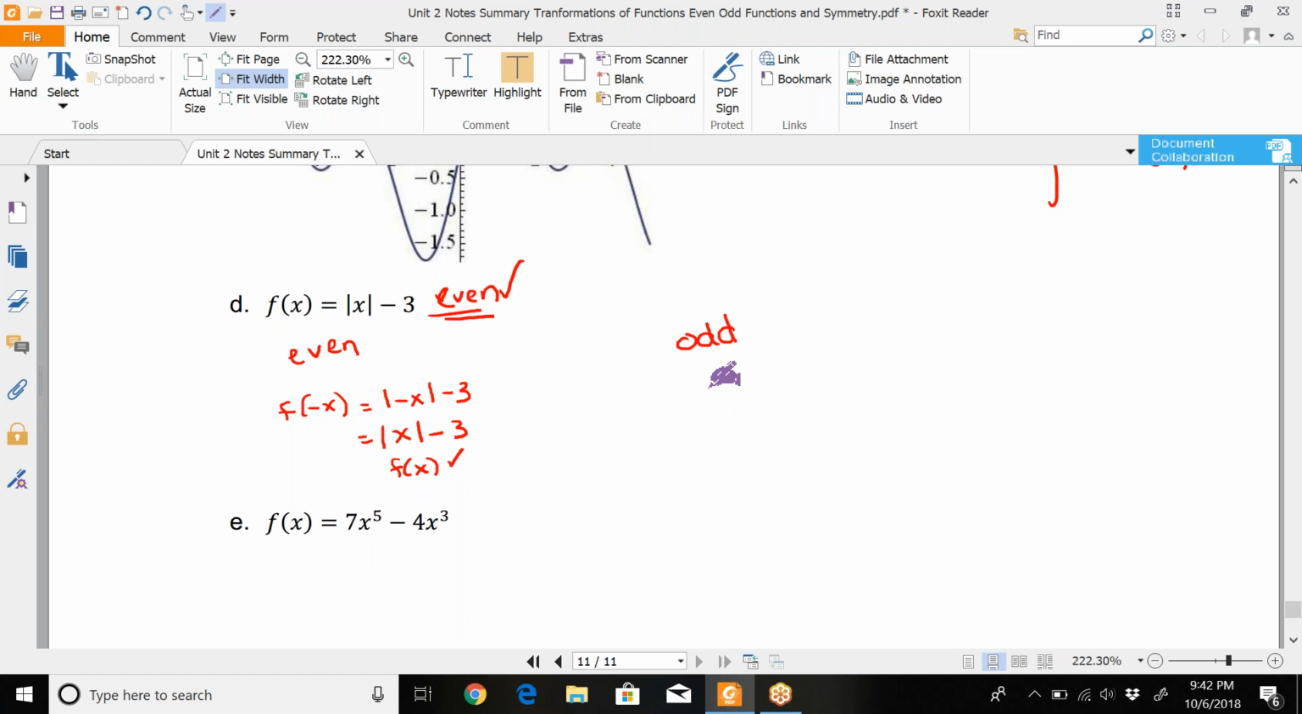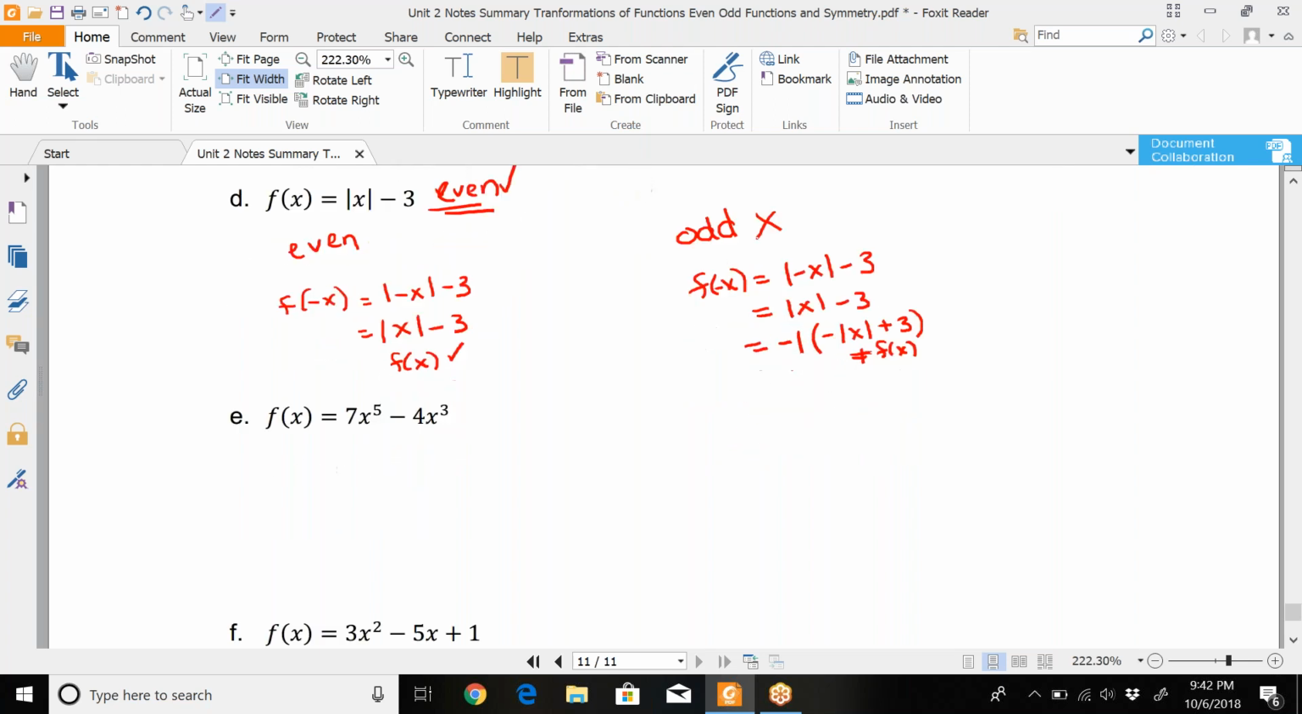The odd test says that you have to put in a negative x for all the x's again, which means this is still absolute value of x. But to check for odd, you have to factor out a -1, because remember, it was negative f of x to be odd. If you factor out a -1, that's going to make that a negative, and then absolute value of x, and then a +3. This right here is not the original function inside there. So this is how you test for odd. Once you've worked it out, you pull out a -1. If the original function is not inside the parentheses, then that is not going to be an odd, so it fails that test.